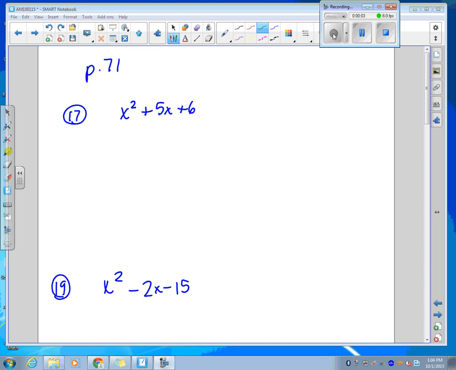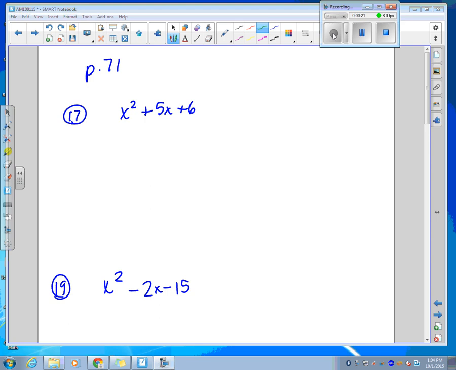Today we're going to be factoring trinomials, polynomials in general. Some of them will have 2 terms, some will have 3, some will have more. And you always want to check first to see if there is a common factor. So on page 71, I've picked out a few problems.